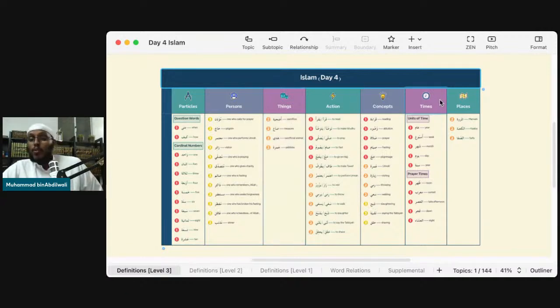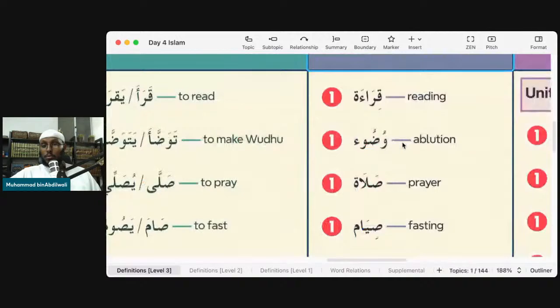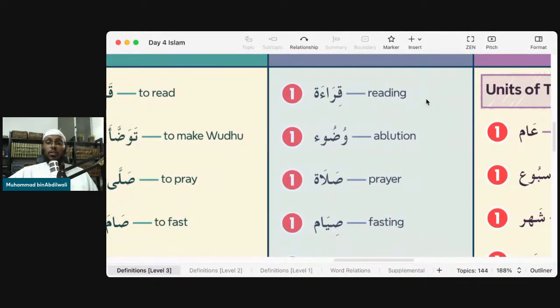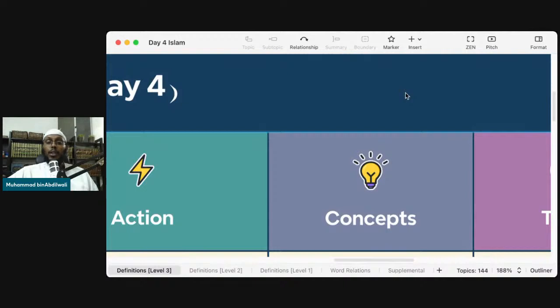Now, in terms of mubtada, what can you use for mubtada? Well, you can use any person, because they're nouns. Anything you want to talk about. Any concepts. Concepts are not things you can touch or feel, but they are nouns. So, for example, we have qira'a, reading. You can say, for example, al-qira'atu sa'batun. Reading is difficult. See, it's a noun. It can be a mubtada, no problem.